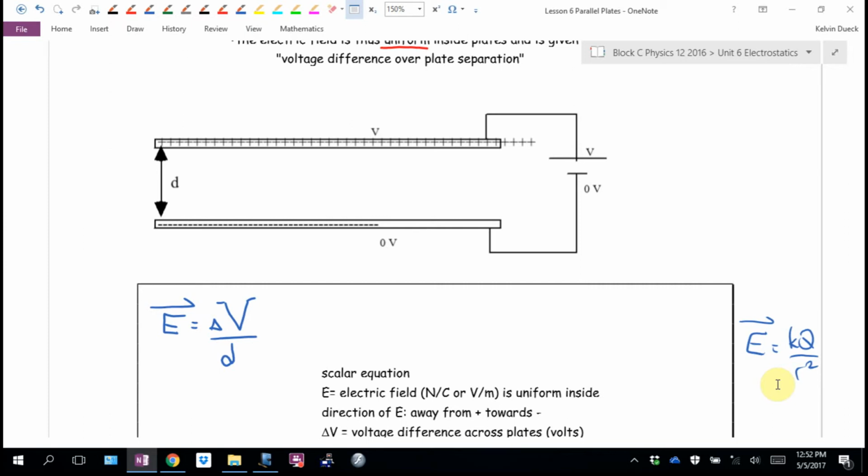If they don't give you a round circular charge, if they give you plates and a voltage, that's why I'm using the letter D here very carefully, that's a distance. That's a distance. Okay?